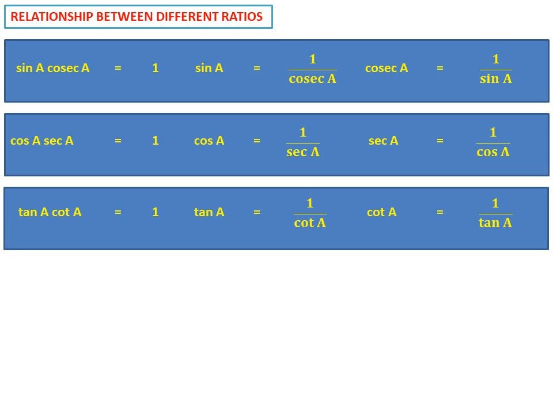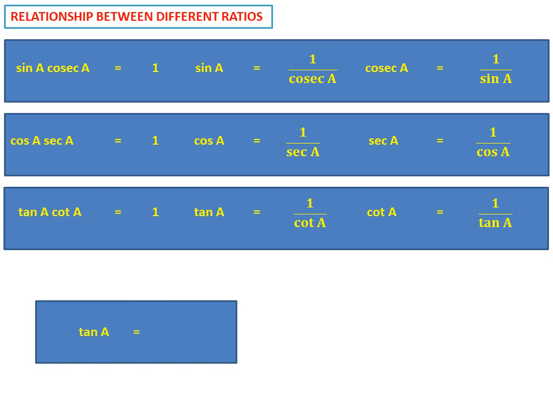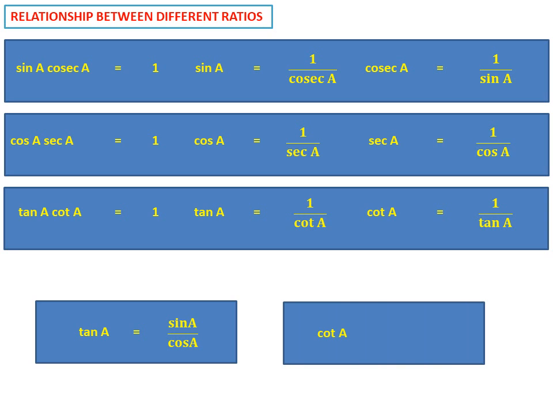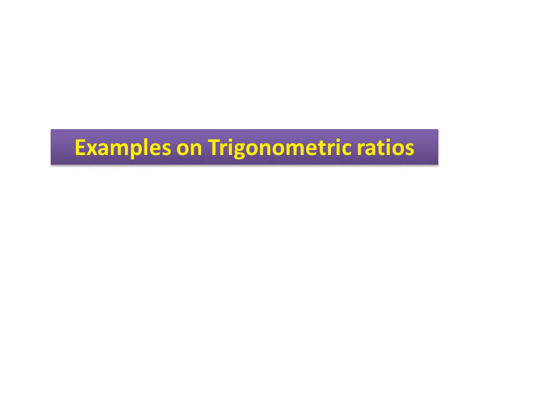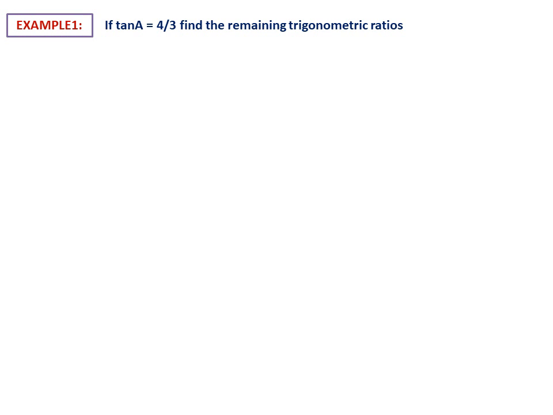So these are the basic ratios and their relationship. But then there is one more relationship. See, tan A is also equal to sin A by cos A, and cot A equals cos A by sin A. So these are the basic relationships which you have to remember. Now in this lesson, let us work out a few examples based on trigonometric ratios and their internal relationships. First question: if tan A equals 4 by 3, find the remaining trigonometric ratios.